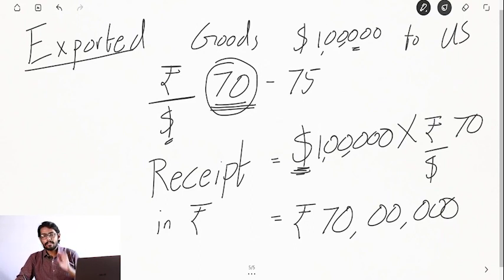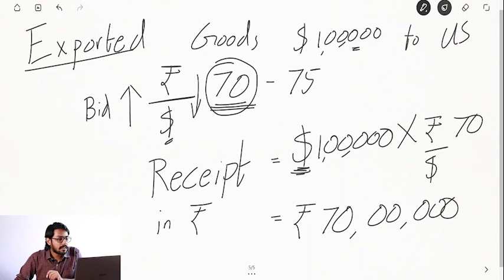Listen to this shortcut. Okay. So you need not have this interaction with the banker every time. Understand, pay attention. The shortcut is, write it down: up the bid, down the ask. Up the bid, down the ask.